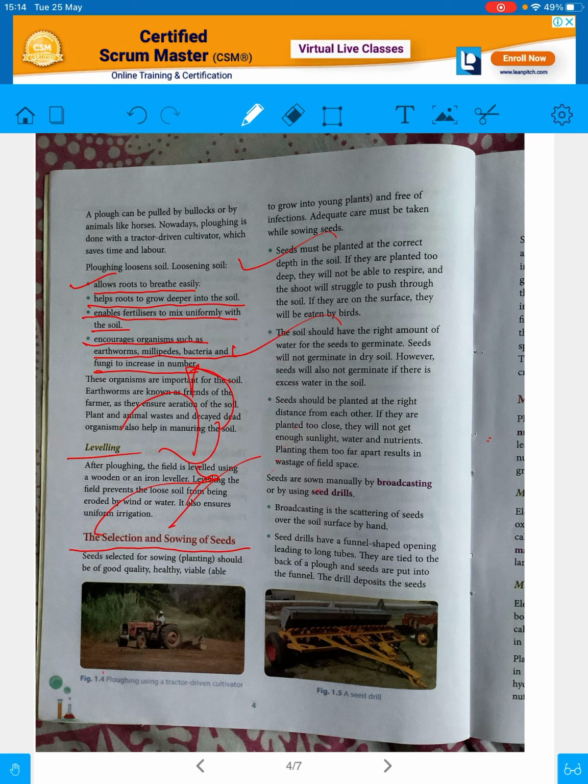Seeds should be planted at the right distance from each other. The distance of planting of seeds should be correct. It shouldn't be too close or too far apart, right? It should be at a correct distance.